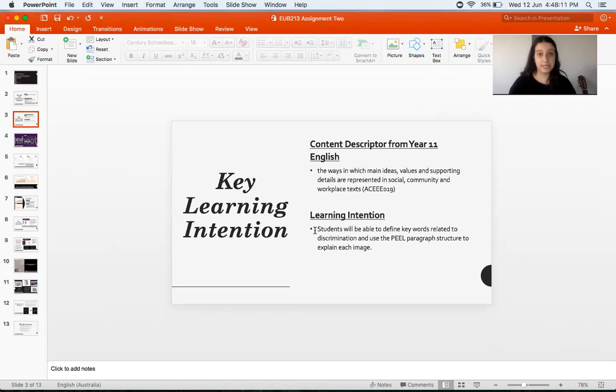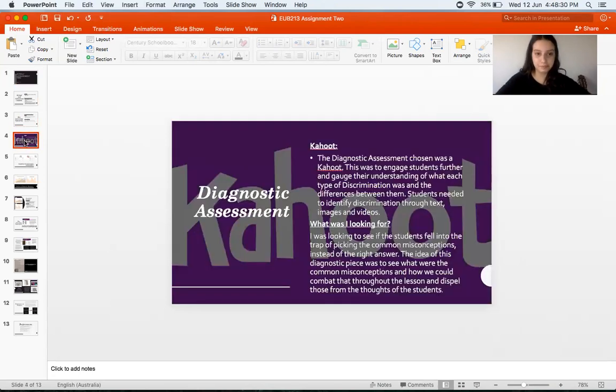The content descriptor that I used for this year 11 English class was the ways in which main ideas, values, and supporting details are represented in social, community and workplace texts. So obviously I was using a lot of workplace texts which they were analysing and pulling out certain types of discrimination, which was very important and linked directly to their assessment piece.